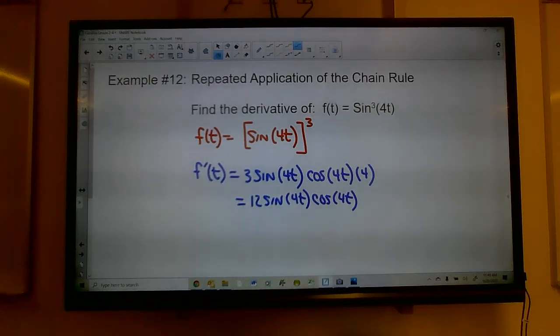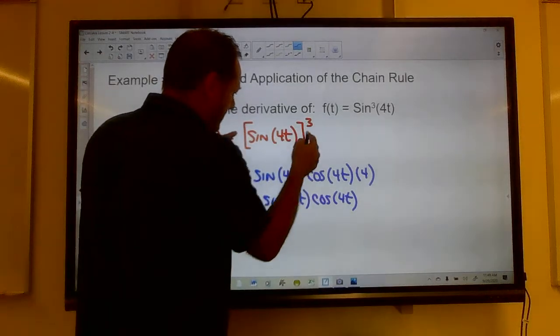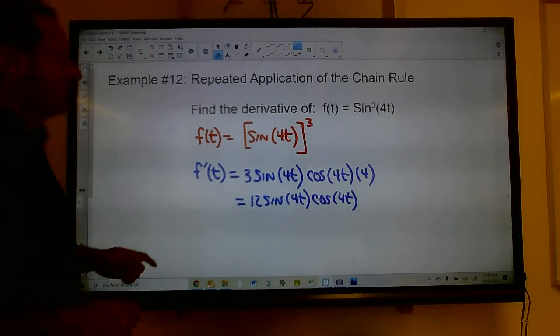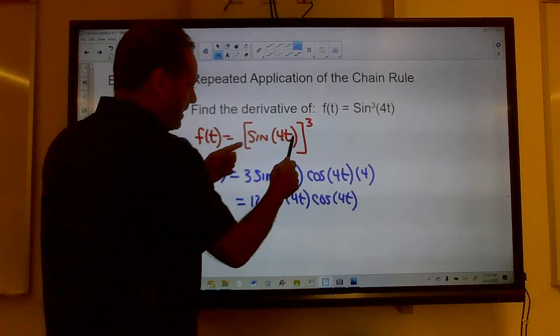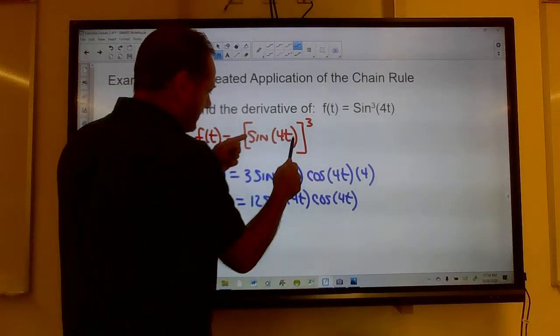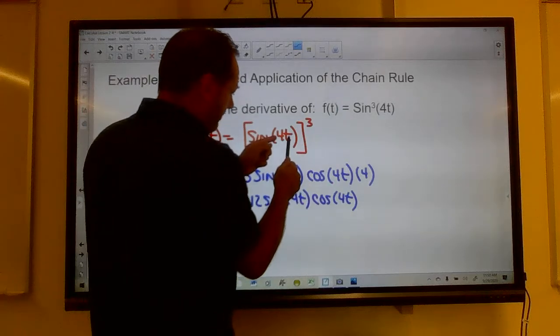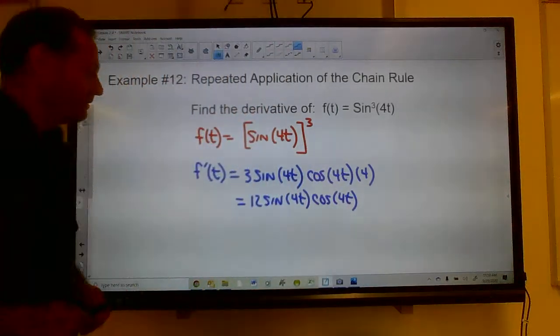So I had to use the chain rule multiple times because I had a function inside a function inside another function. Okay, so again, I take the derivative of the outside, 3 sine 4t. I take the derivative of the inside, which is derivative of sine 4t is cosine 4t. I take the derivative of the inside of the sine, that's going to be 4.